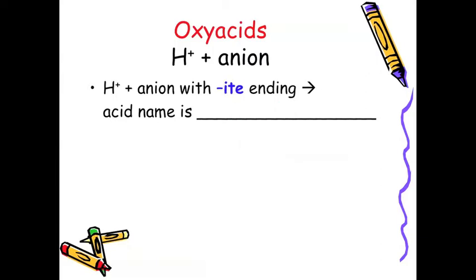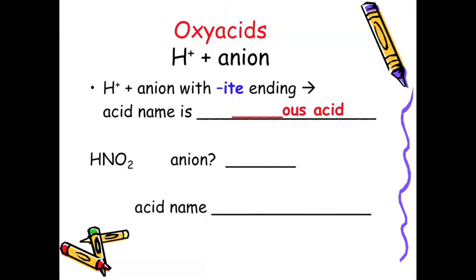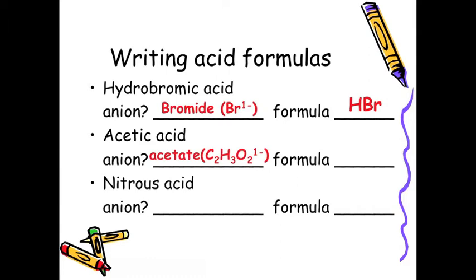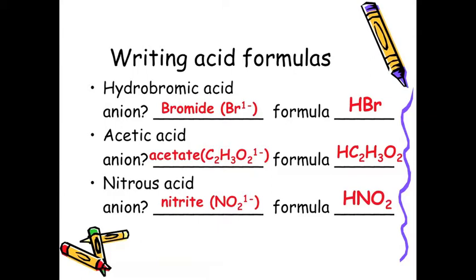"Ite" sometimes is at the end of oxyacids, and "ite" turns into "ous". Hopefully you remember that too. So for example, HNO2, NO2 is nitrite, "ite" turns into "ous", and you get nitrous acid. There's some extra practice on this PowerPoint. It's all here. You can take the different anions, turn them into the acid, but notice what you put on the anion to make it an acid is hydrogen. It's always H+.